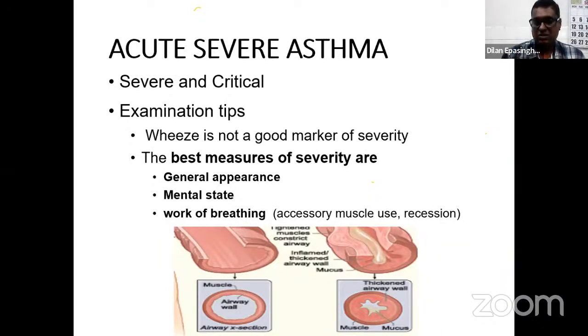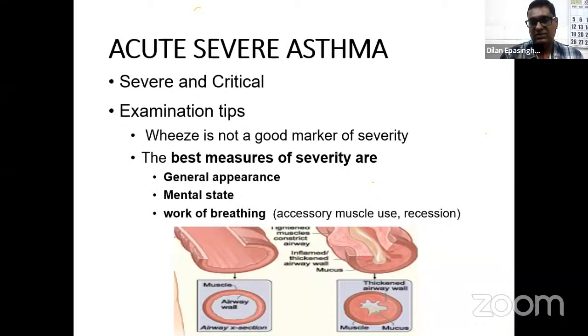Examination tips. Wheezing is not a good mark of severity. As I earlier said, the best measure of severity is general appearance. That's why you need good practice in pediatrics. Mental state, if the patient is irritable or drowsy, that means brain hypoxia is there. That is because of the VQ mismatch in the lungs due to reduced oxygen intake. Work of breathing, using accessory muscles and recession. So this is the thing.